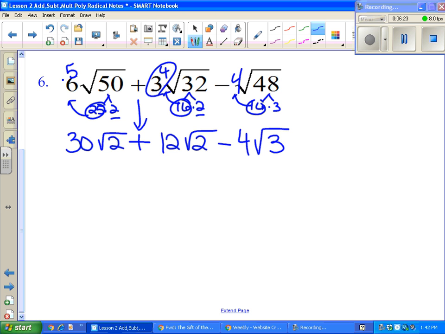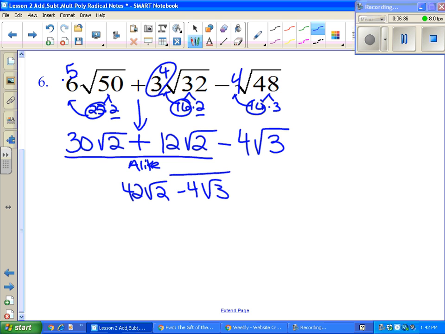Now that I have simplified them, now I can go ahead and add, and the first 2 are alike. Since they are alike, I can go ahead and add or subtract the numbers in front. 30 plus 12 is 42 square root of 2, minus 4 square root of 3.